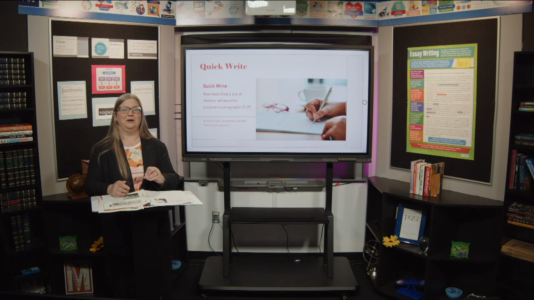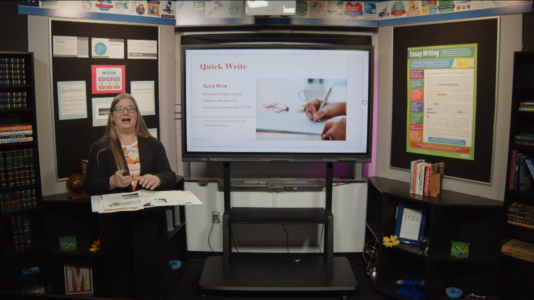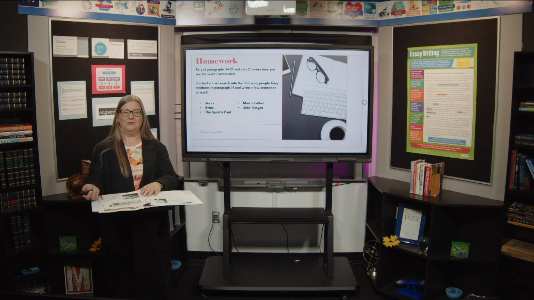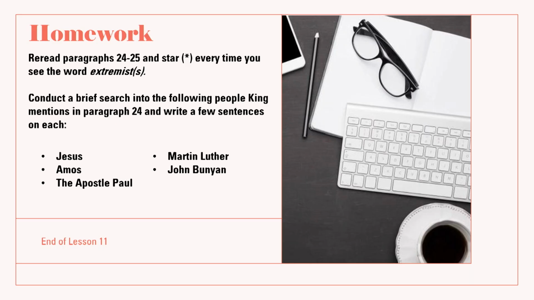So last thing that we're going to do today is kind of wrap everything up, and let's look at where we're going next and the homework assignment for tonight. So you're going to reread paragraphs 24 and 25, and I want you to star every time you see the word extremists. Then I want you to conduct a brief search into the following people that King mentions in paragraph 24 and write a few sentences on each. So you have Jesus, you have Amos, the Apostle Paul, Martin Luther, and John Bunyan. So do all of that this evening.